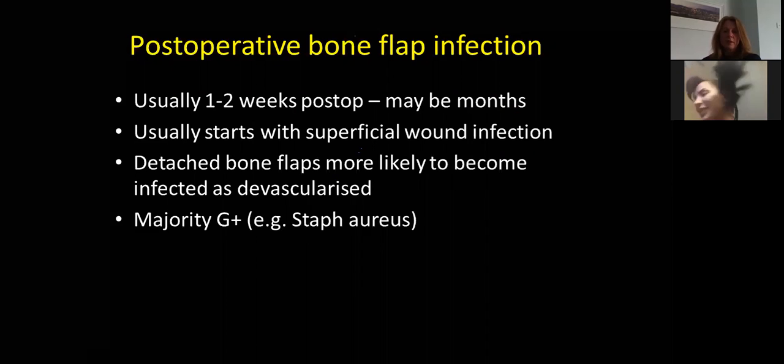It can be months, and it usually starts with a superficial wound infection. And the detached ones are more likely to become infected, and usually they are Staph aureus. So I think it's important clinically to know if they've got a wound infection. Somebody without a wound infection is unlikely to have a bone flap infection.